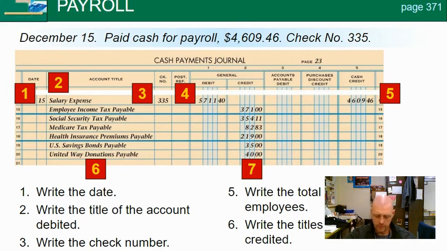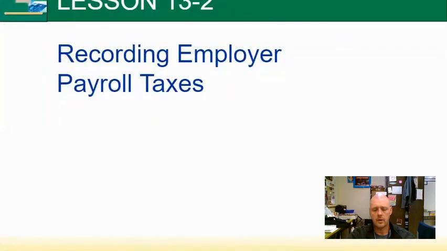As you look at page 371, you see the transaction where it says paid cash for semi-monthly payroll. That's this transaction here. We're going to go ahead and take a break and move on and do 13.1, work together as a group.